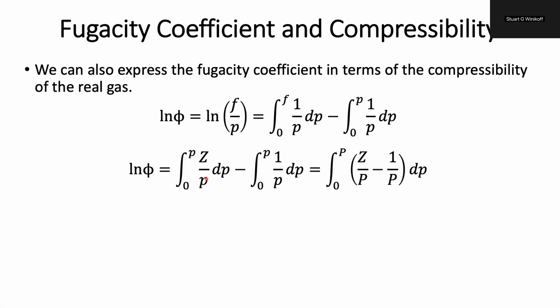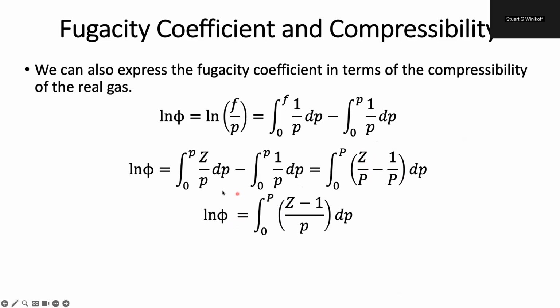Now, in this case, note the z is a constant, so it's going to be a lot easier to go ahead and combine these two terms. And so what we have is the integration from 0 to the final pressure of z over p minus 1 over p dp. And sorry, z is not actually going to be a constant. Z is going to have some pressure dependency, but we have some expressions for this.